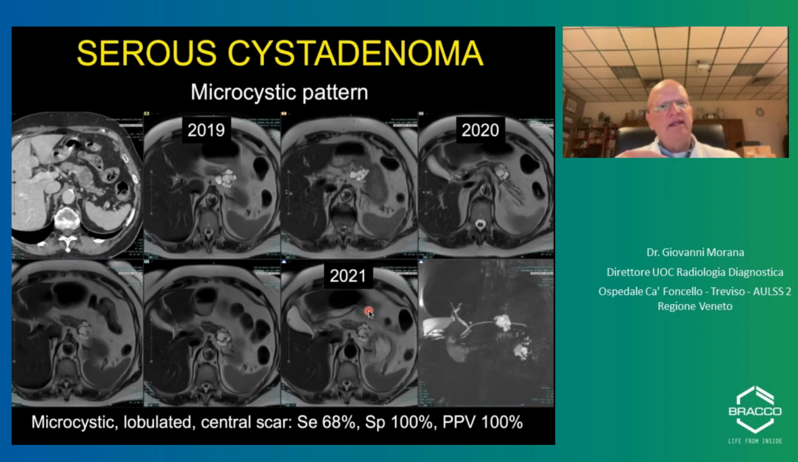And finally, serous cystadenoma, usually in older women of more than 50, 60 years old. There are different patterns of serous cystadenoma. The most typical is the microcystic pattern. Of course, we can appreciate it with the CT, but with MRI it's clearly seen, so we can make a correct diagnosis. This is a benign lesion, and the only reason to make a follow-up is to see if there is a chronic obstructive pancreatitis upstream of the lesion.